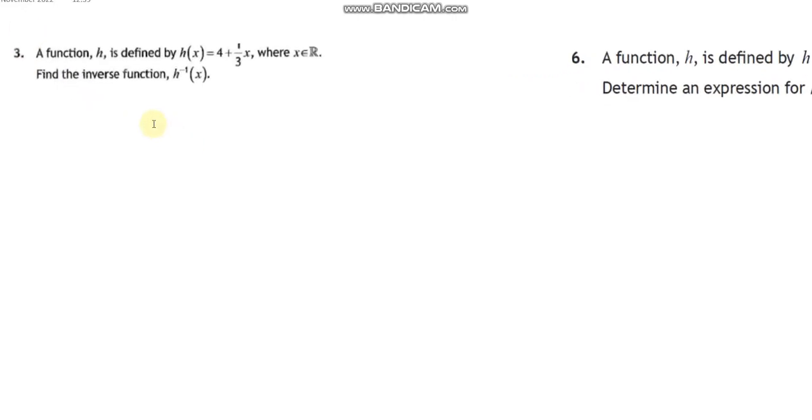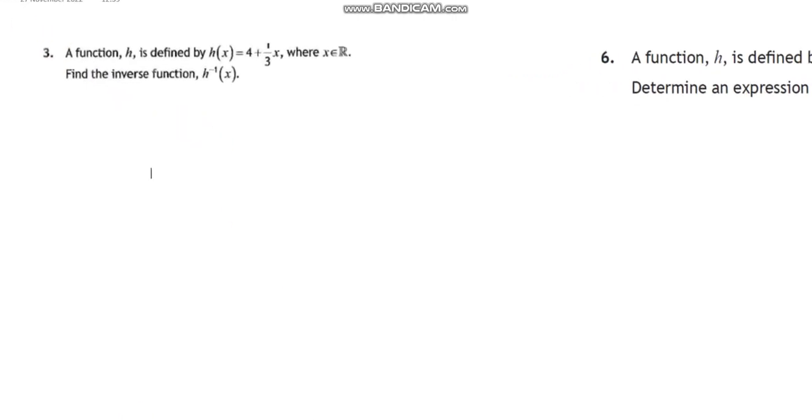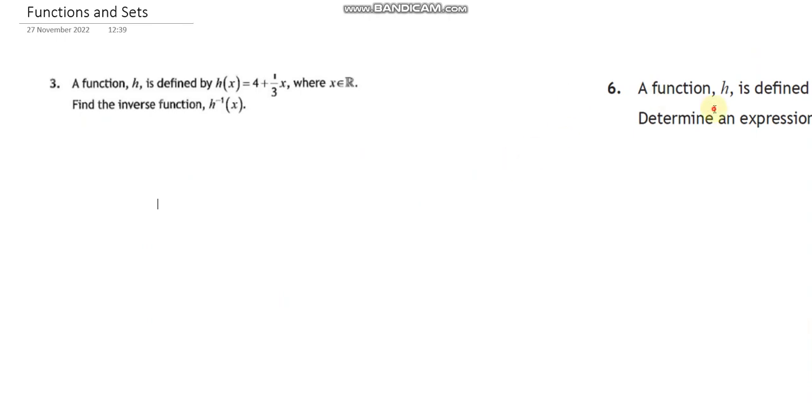So let's batter through a little bit of functions and sets. Oh, next question's in there. This is quite a nice little section, I think. It's kind of quite easy marks in the bag. It's just more about how you lay things out. I don't think there's too much in this, so hopefully one or two videos we should get this knocked out.